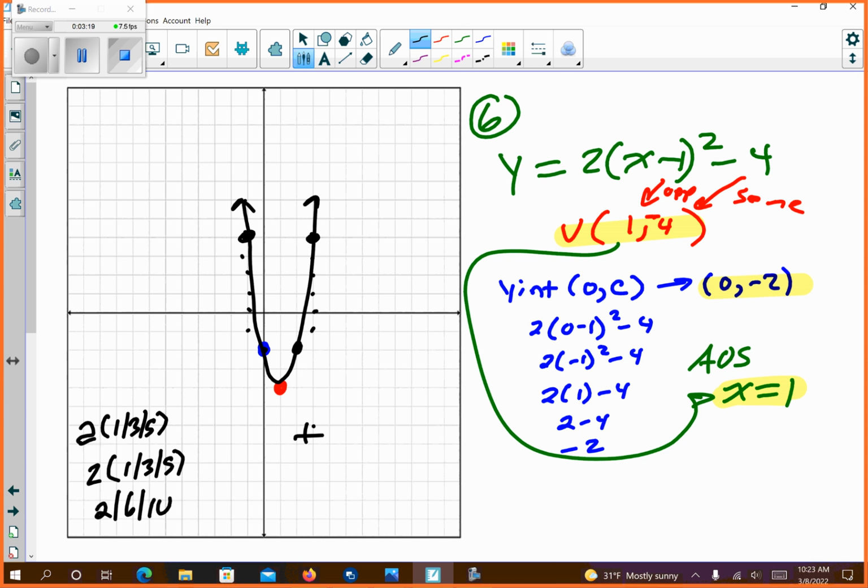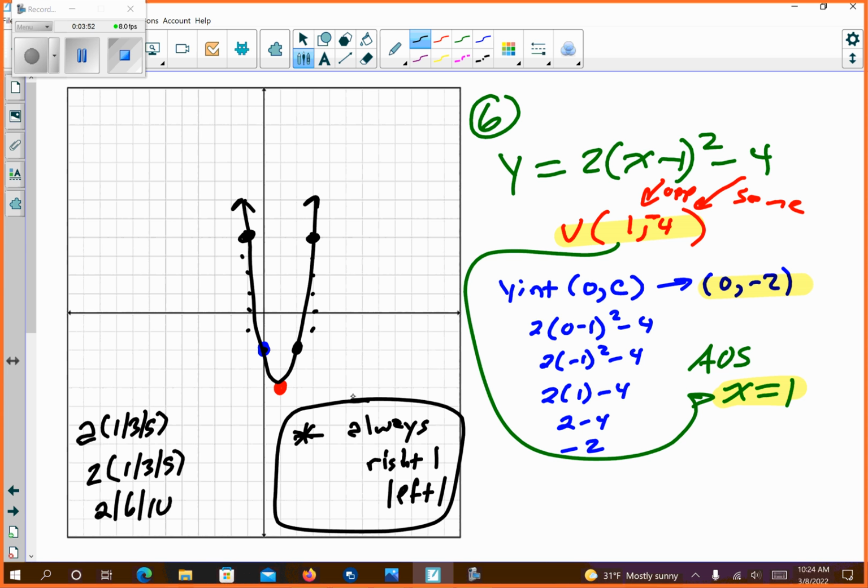Remember, so I'm going to put a little note. Always right 1, left 1. The vertical would change as you pattern graph, but remember, what I'd seen on past tests or quizzes was you had the right 1, left 1 correct, and then all of a sudden you're like, oh, okay, now I go right 6, up 6, and left 6, up 6. Don't do that. So make sure you make this little note. Okay? We all right with that? Give you a little bit more time to write down.